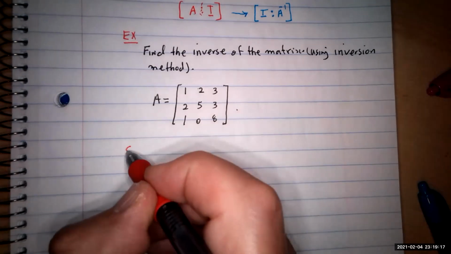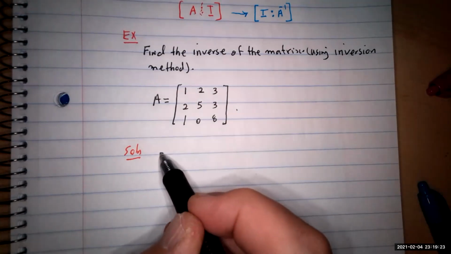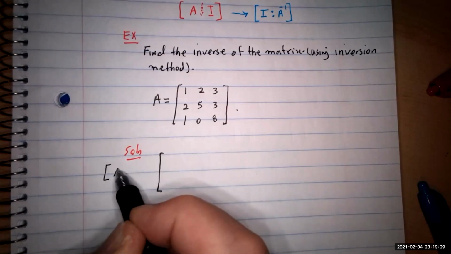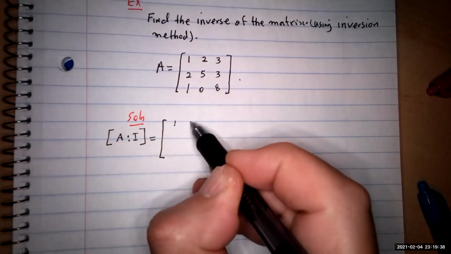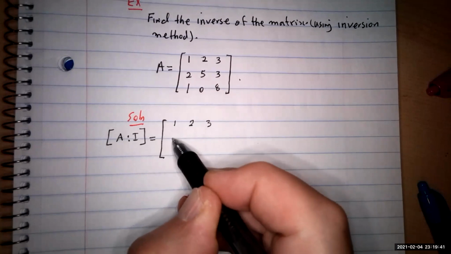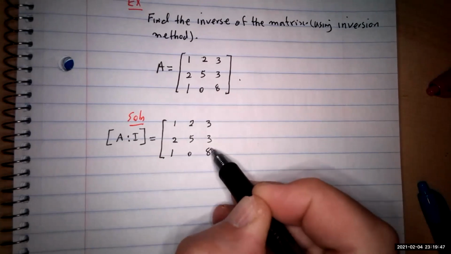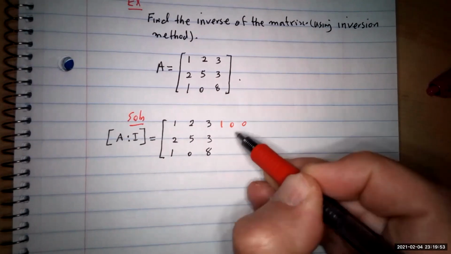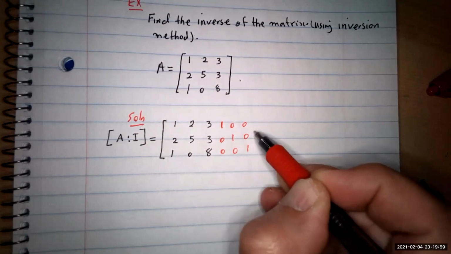Solution. This is how we're going to start. This is the given one. You're going to get A and I in this format. This is your A: 1, 2, 3 is the first row, then 2, 5, 3, and 1, 0, 8. Now bring the identity matrix: 1, 0, 0, 0, 1, 0, 0, 0, 1.